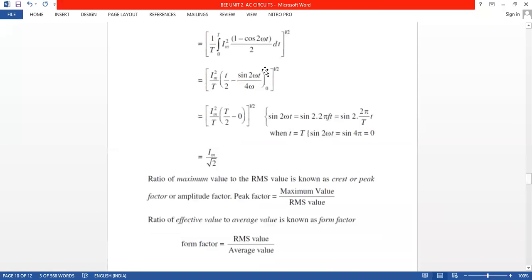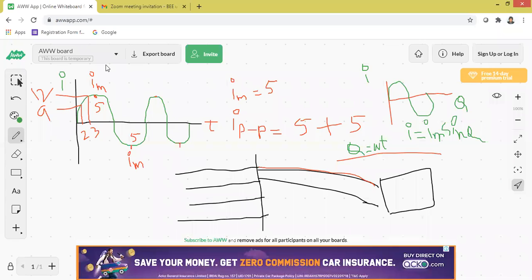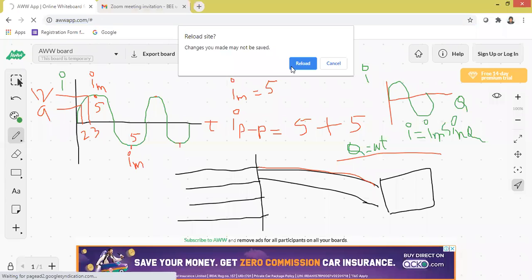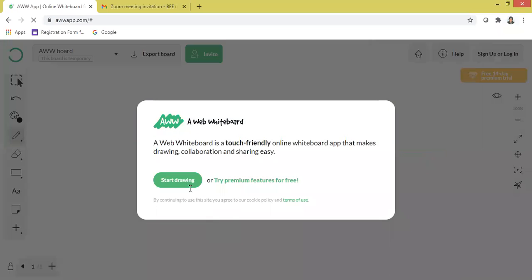Now all the students, do the derivation along with me. Keep your notes open. Let me modify this one. This derivation is important. Start practicing the derivation along with me.